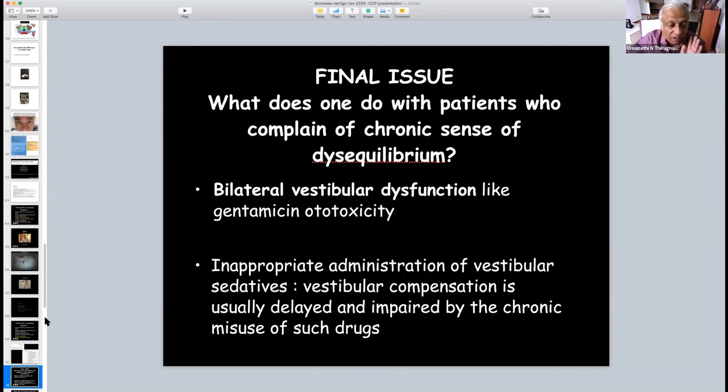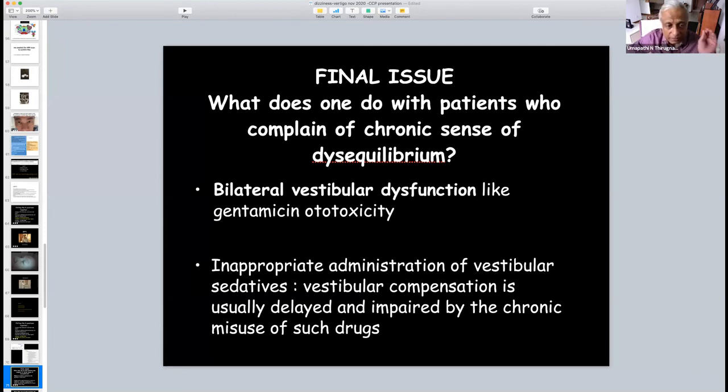Now finally, what do we do with patients with a chronic sense of disequilibrium? There are three things you need to remember. One, remember bilateral vestibular toxicity. That's difficult to diagnose. Many of you in the audience are very senior physicians who deal with many of these patients. We use a lot of aminoglycosides, and nowadays especially a lot of amikacin for patients with peritoneal dialysis-related infection.